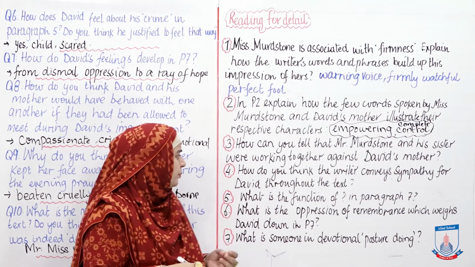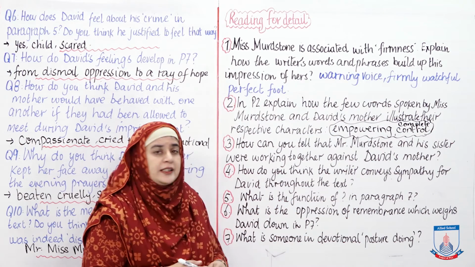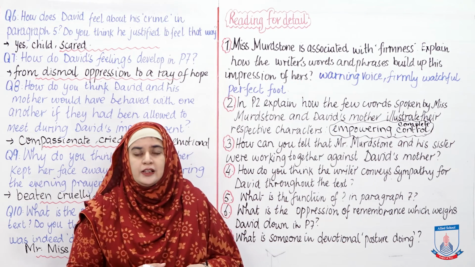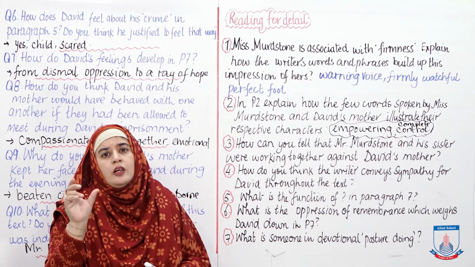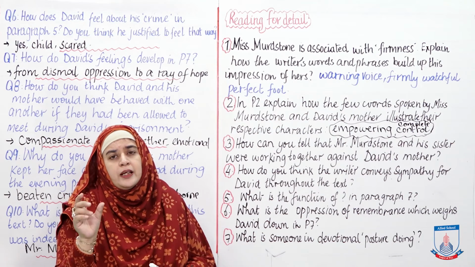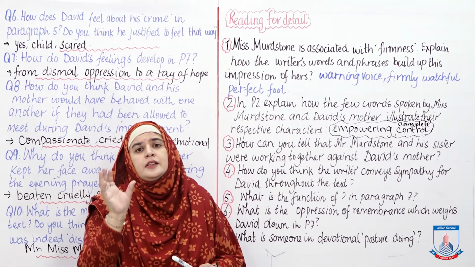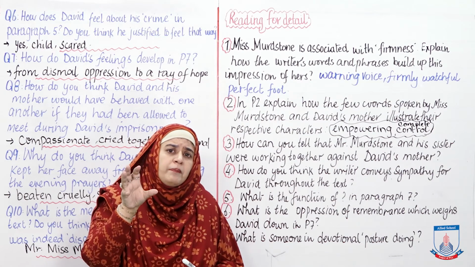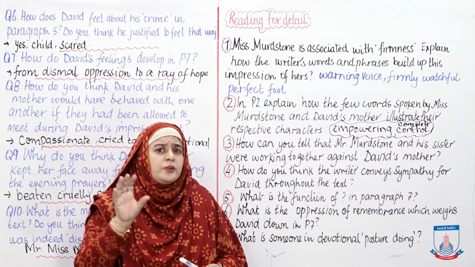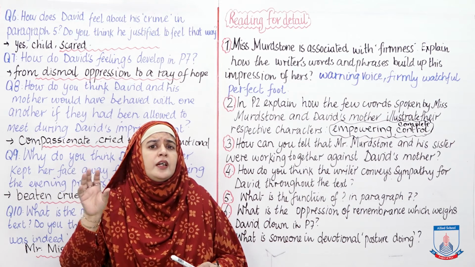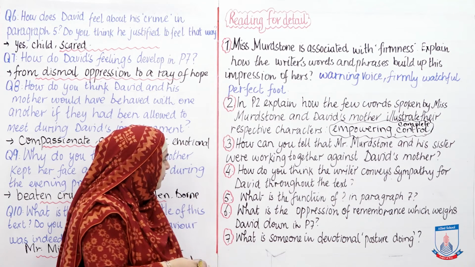What is the function of question marks in paragraph 7? The function of question marks is to show the broken thoughts that were coming in David's mind. His thoughts were broken. His thoughts were not complete, like he was having multiple diverse thoughts, and all those multiple diverse thoughts were expressed by question marks in the paragraph.